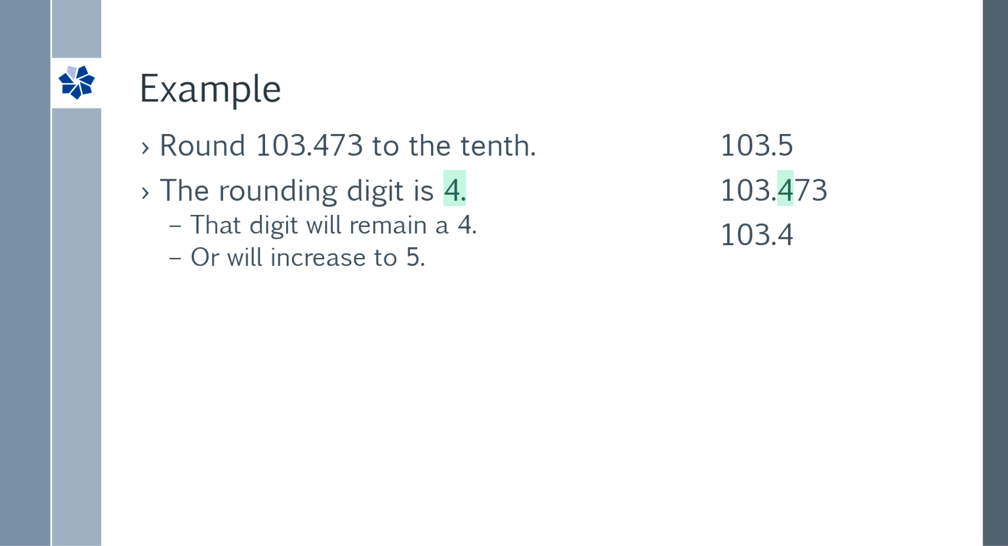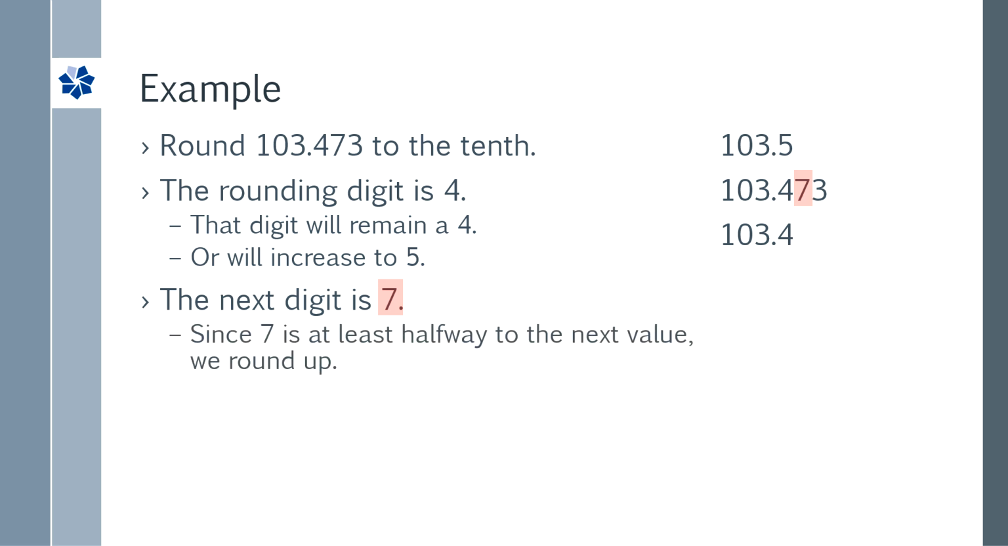To figure out which one it is, we look at what comes after the 4, which is that 7. Since that 7 is larger than halfway to the next, we round up. So our answer is 103.5. Do notice that we were told to round to the tenth. The last digit of our number is in the tenths place.